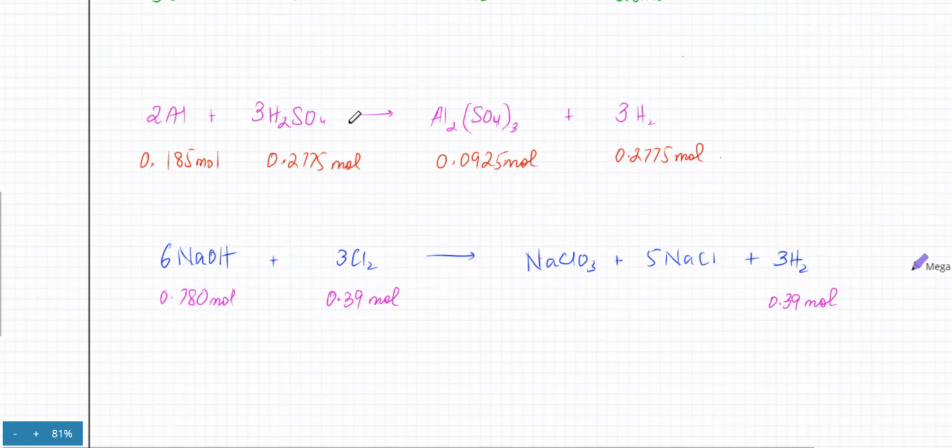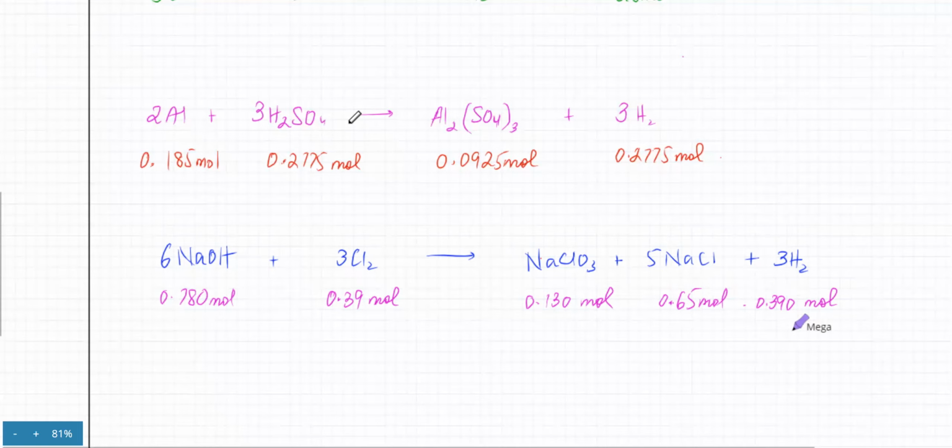0.13 for NaClO3. Three significant figures, right? Yep. And then times that by 5. 0.65 moles for 5 NaCl. So the main idea right now is, if you find the moles of one substance, you pretty much find the moles of all the other substances.